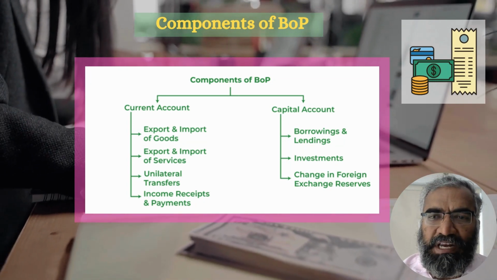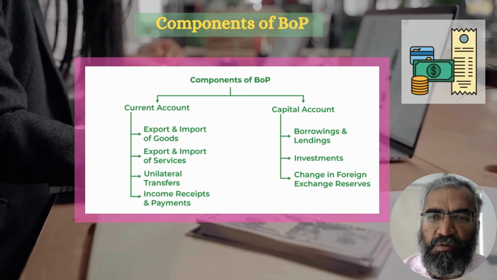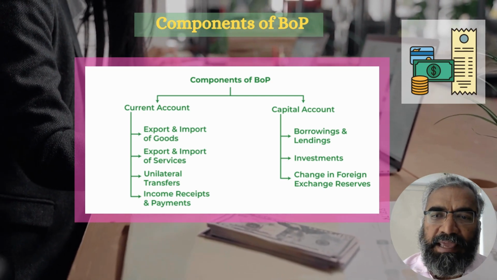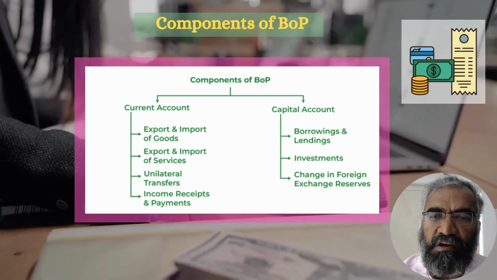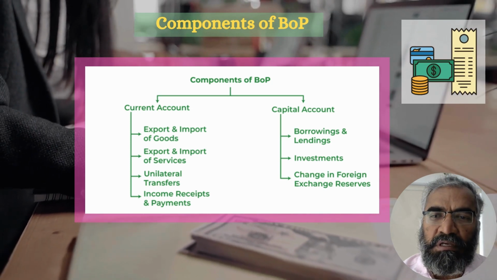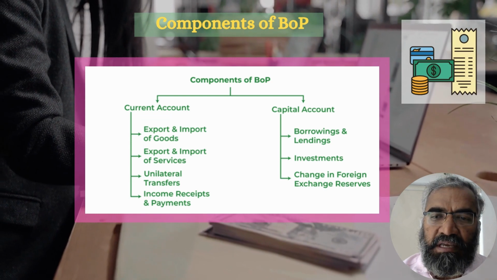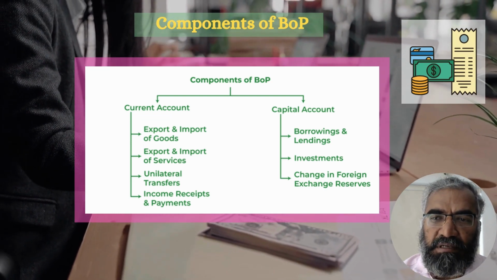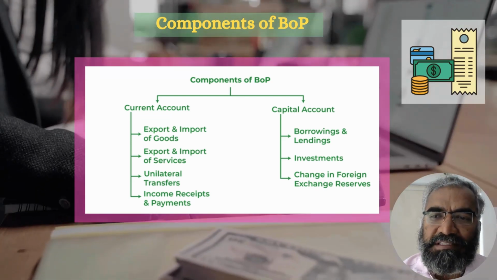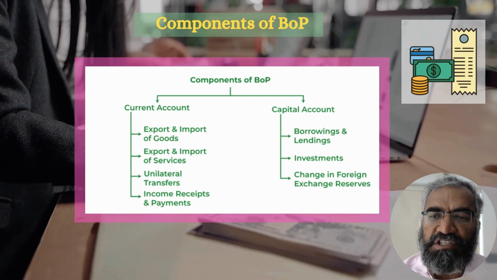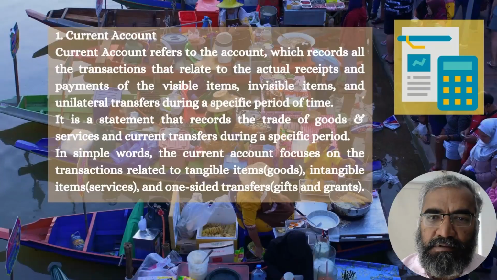Hello everyone. Today let us discuss the components of BOP. The components of BOP consist of current account and capital account. In current account we have export and import of goods, export and import of services, unilateral transfers, income receipts and payments. In capital account, borrowings and lendings, investment, change in foreign exchange reserves.